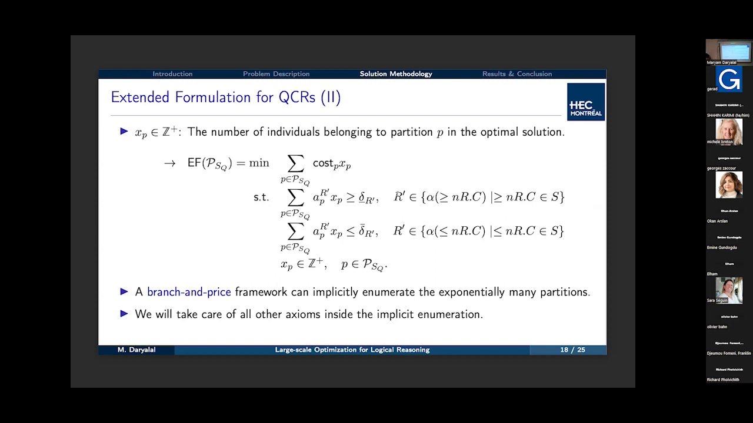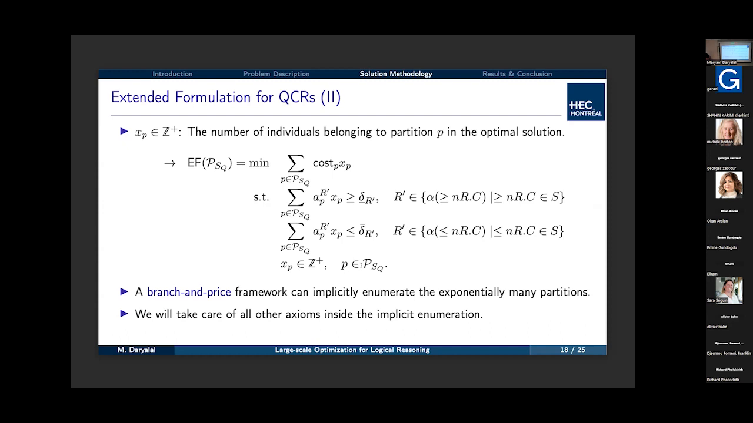And then for the greater than or equal to restrictions, I just write it like this. The summation of all those decision variables that include this role R prime should be greater than or equal to the cardinality restriction that was given to us as this greater than or equal to QCR, and the same thing for less than or equal to QCRs. So we know how to solve this. This is a branch and price. We don't know, but we have an idea. So this we are going to solve with a branch and price framework.